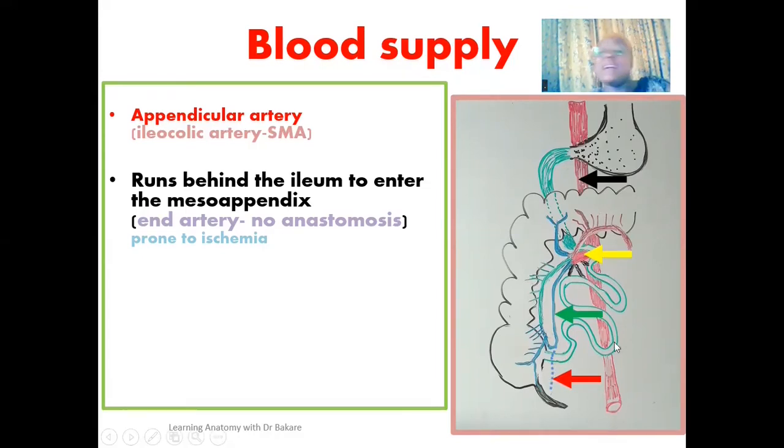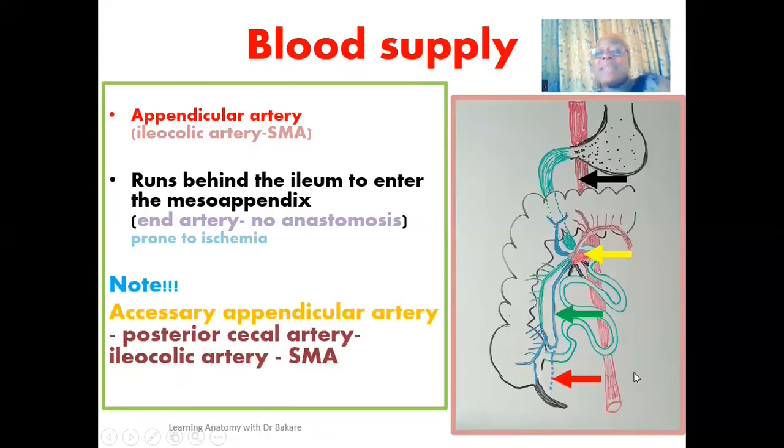The appendicular artery is known as an end artery. It is an end artery because it does not form anastomosis with other vessels as what is presented in other regions of the large intestine. So you see it just emerging from the ileocecal artery and going to terminate on the wall of the appendix where it supplies it with oxygen and nutrients. And that is why the appendix is prone to ischemia when it is infected or during inflammation.